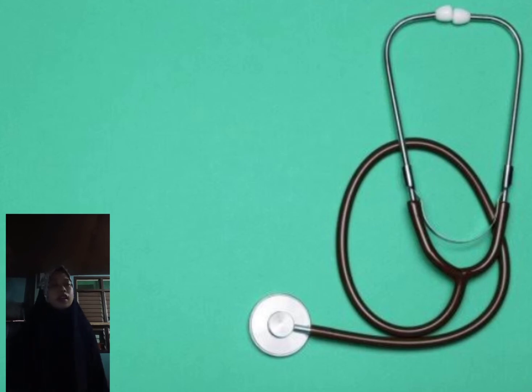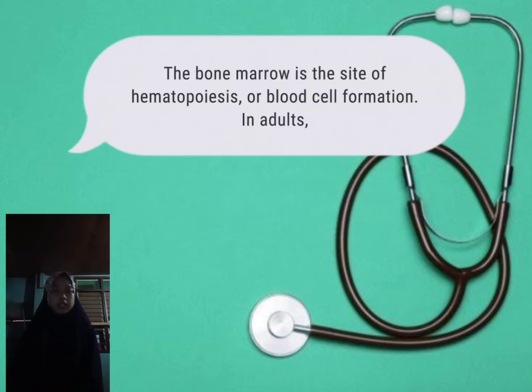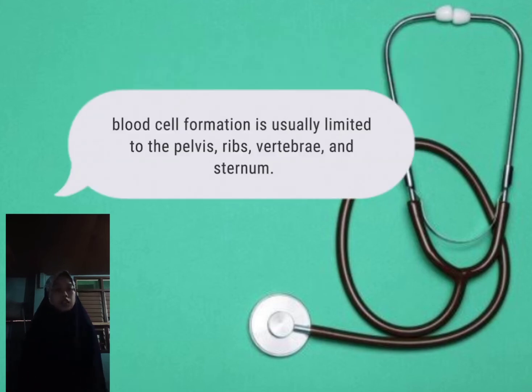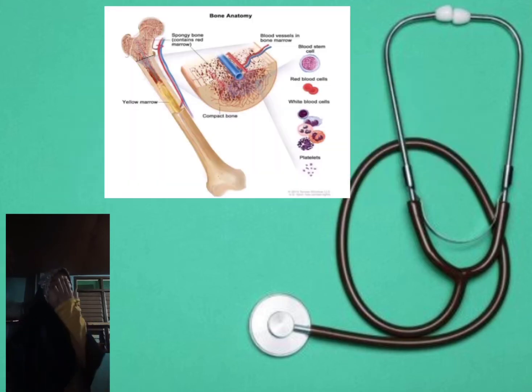The next is bone marrow. The bone marrow is the site of hematopoiesis, or blood cell formation, in adults. Blood cell formation is usually limited to the pelvis, ribs, vertebrae, and cerebellum. Marrow is one of the largest organs of the body, making up 4% to 5% of total body weight. The bone marrow is found in the center of most bones and has many blood vessels.